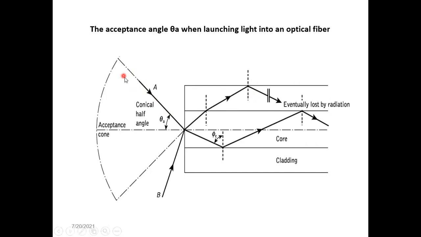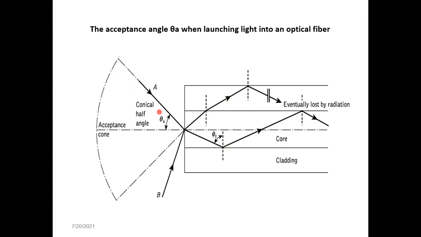Why we are saying this: it has to be inside this acceptance cone. Only if the ray is incident over here will it be propagated by total internal reflection. If the incident light is outside the acceptance cone, it will be lost in the cladding, or you can say it will be lost by radiation. That is what we need to ensure: if we want the light to propagate, it should be inside the acceptance cone. Okay, so the next sentence, the ray enters the fiber.